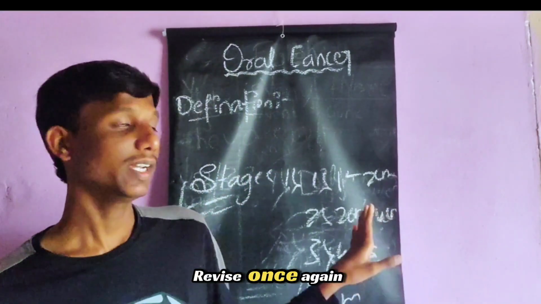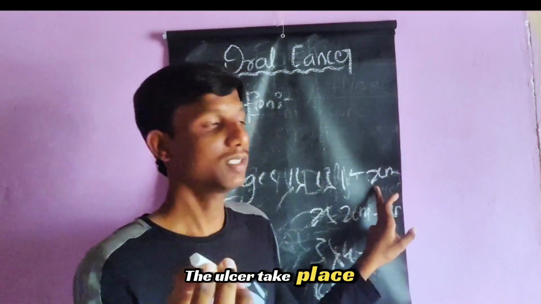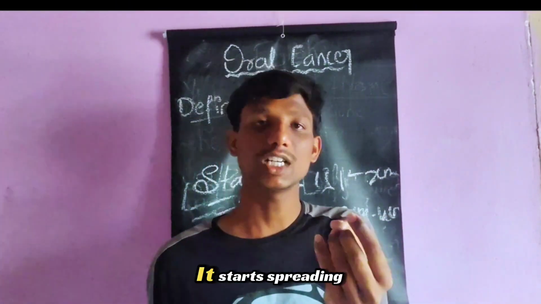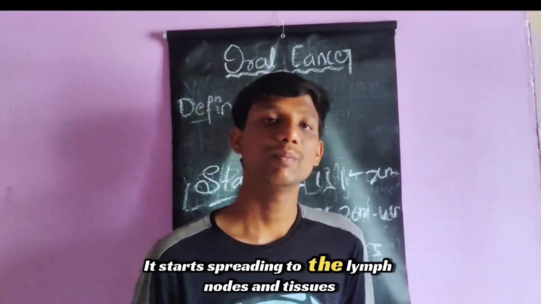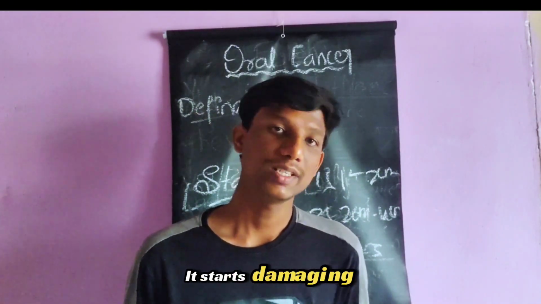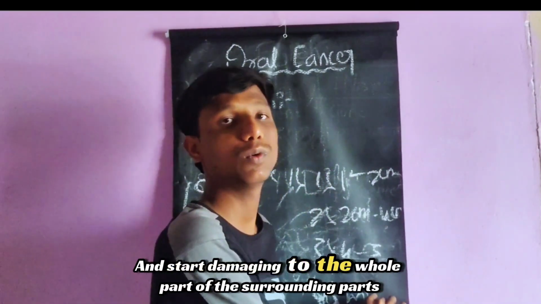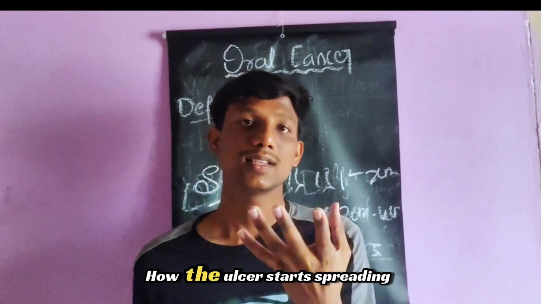Okay, let me revise once again. In the first stage, the ulcer is 1 to 2 centimeter, and from the second stage, it grows from 2 centimeter to 4 centimeter. It starts spreading. In the third stage, it starts spreading to the lymph nodes and tissues. It starts damaging. In the fourth stage, the metastasis takes place and starts damaging the whole of the surrounding parts. These are the stages of how the ulcer starts spreading.